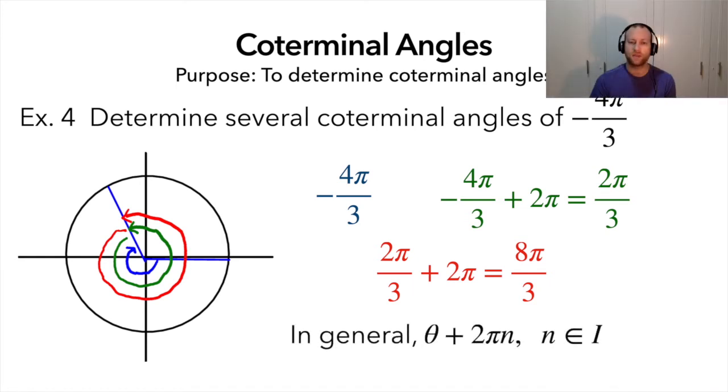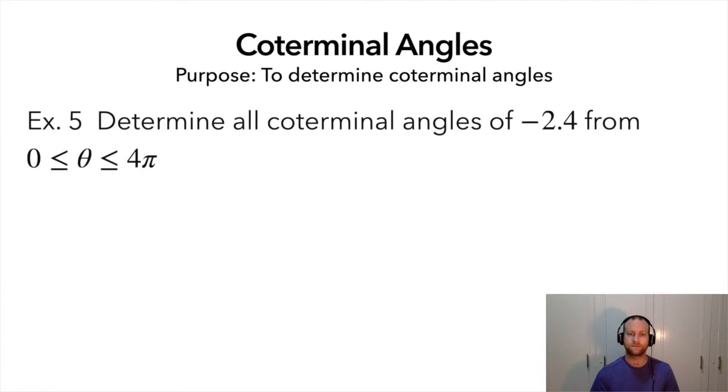So in general, theta plus 2 pi n. This looks the exact same as the other one, except instead of 360, now it's 2 pi. So that's your general equation for coterminal angles.